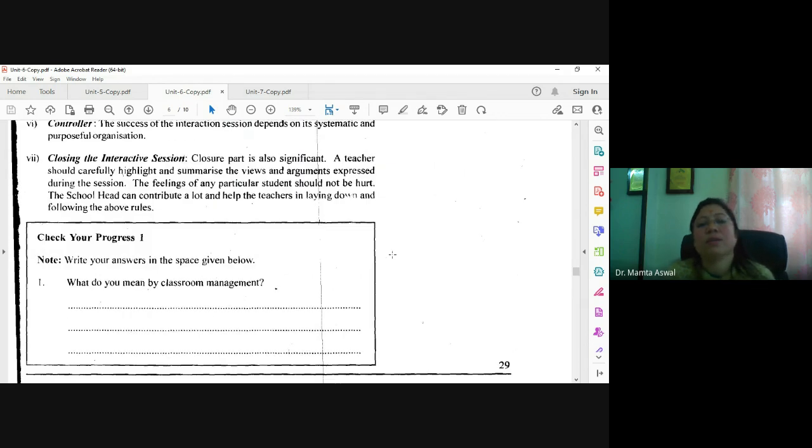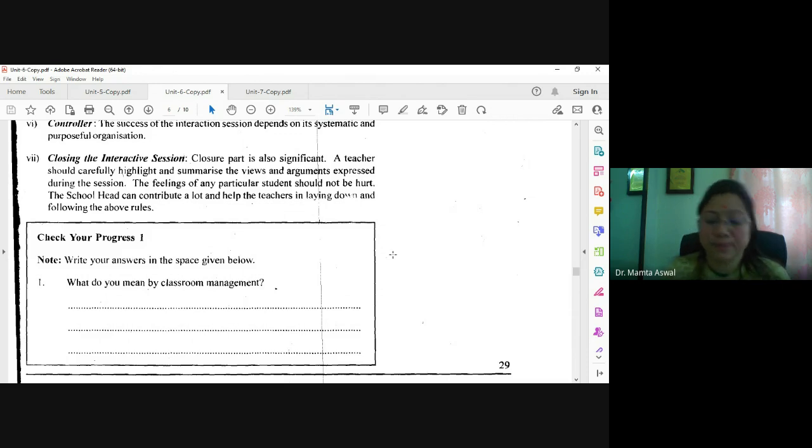And then closing the interactive session. At the end of the interaction session, the teacher must summarize the points, the important highlights. What are the arguments which the two students have given, that must be highlighted and taken care of and can be discussed. So interaction is very important.